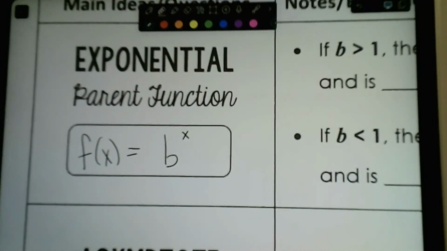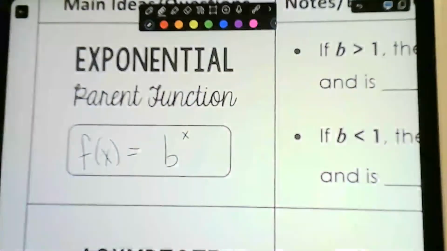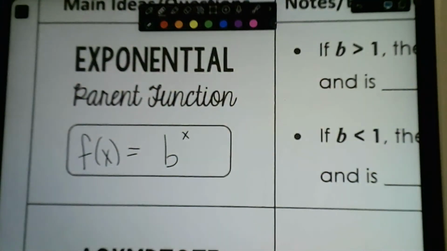That b is the base. It's some number that you're going to see, and it's a constant number. So once we've put a number there, it will never change for that particular function. It could be a whole number. It could be a decimal. It's not going to be negative in and of itself. If we put a negative, it's going to do something to the function itself.